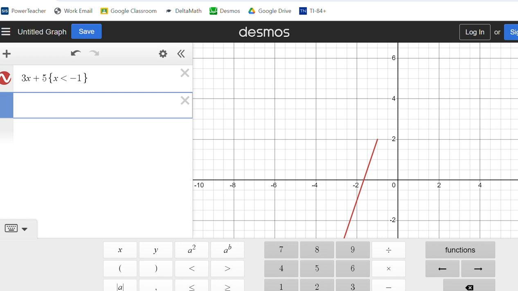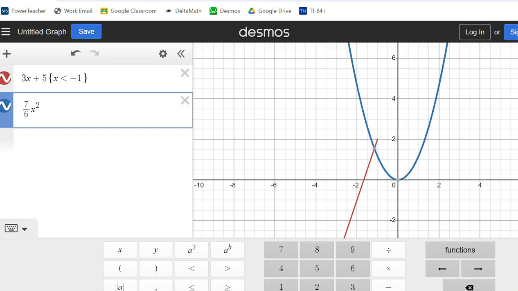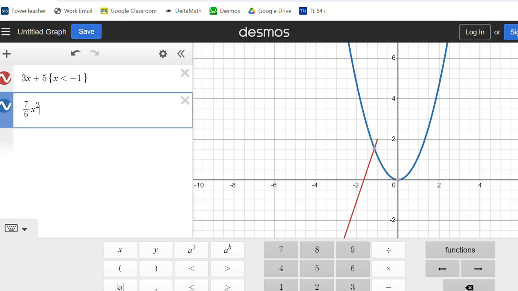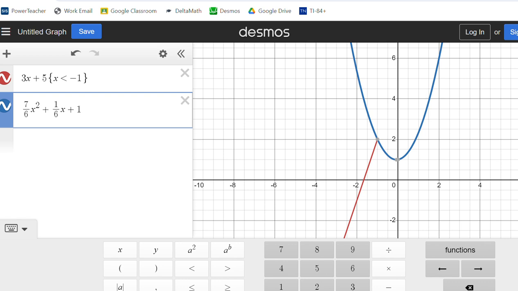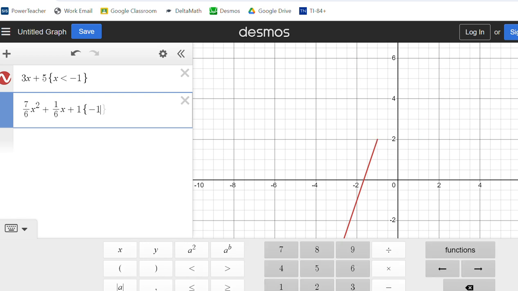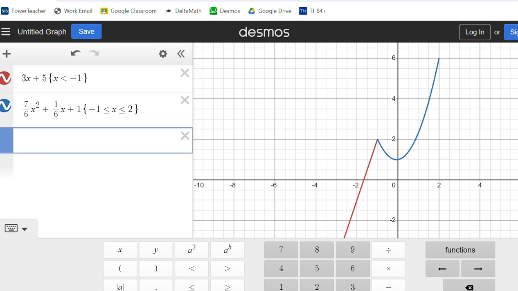And now that we've found our values of a and b, so it's 7/6 for a and 1/6 for b, we'll have 7/6 x squared. And then what did we have going there? We had plus 1/6 x plus 1. And that was valid from -1 to 2, and ignore, I've kind of got the wrong inequalities there, but it doesn't really matter. I just want to show that it does match up here at -1.